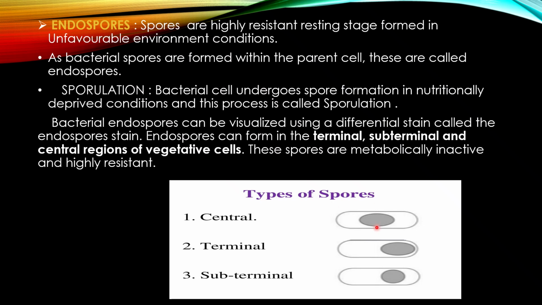And endospores can be in the terminal position, terminal in the sense in the end. As you can see here, this is the organism and the endospore is in the end. It can be in the subterminal position, in the sense it's not completely towards the end but a little apart from the end. And then it can be in the central region also. Then these spores are metabolically completely inactive and they will be highly resistant.